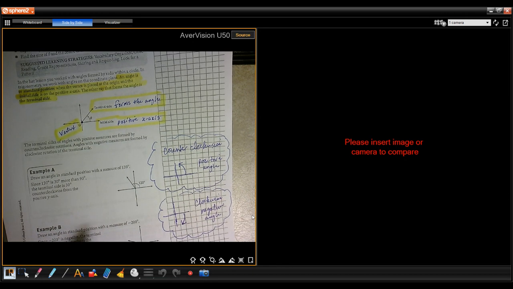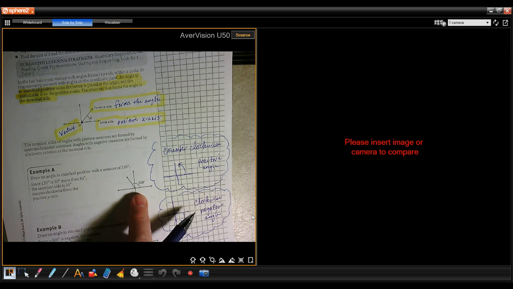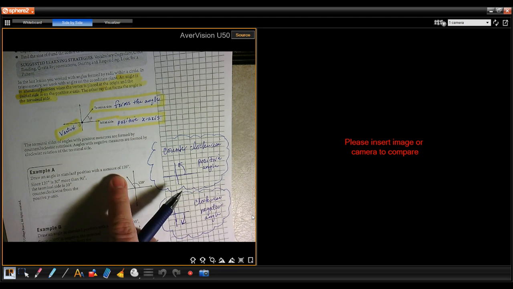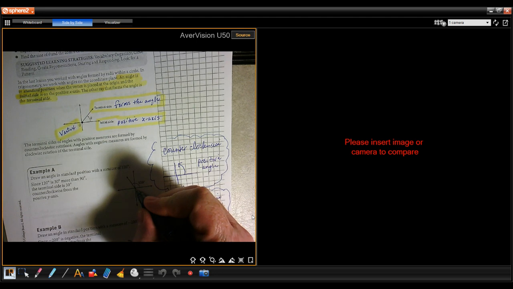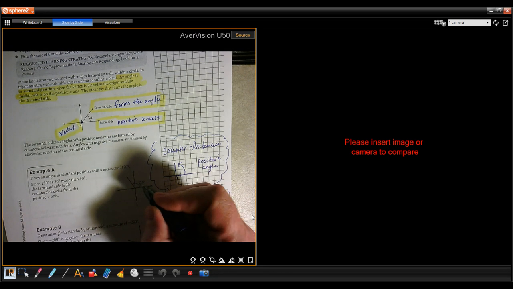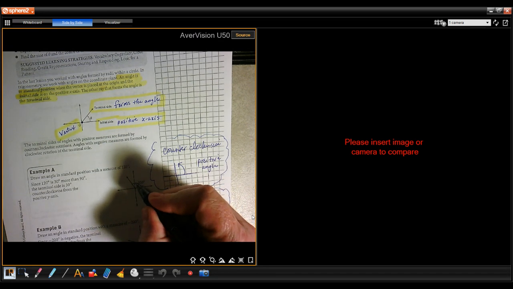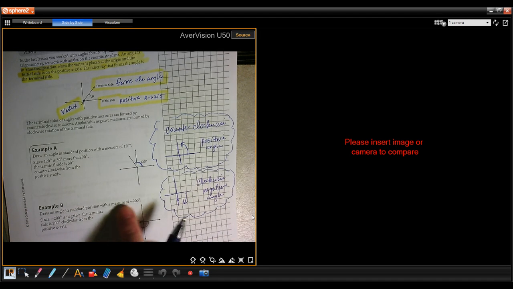Here, since 120 is more than 90, the terminal side is 30 degrees counterclockwise from the positive y-axis. So draw an angle in standard position with a measure of 120. If you're going for standard position, you're starting at 0, 0, and then it says in standard position at 120. So this is what they're saying: you're going 90 degrees plus 30 more. That's what that is. This one says go negative 200.